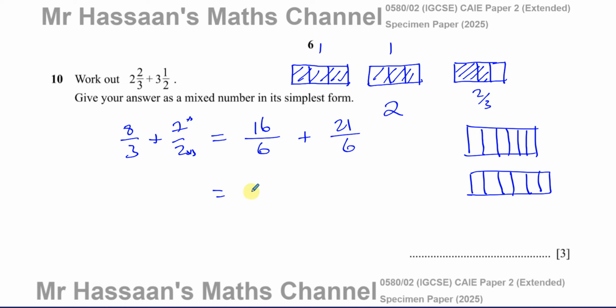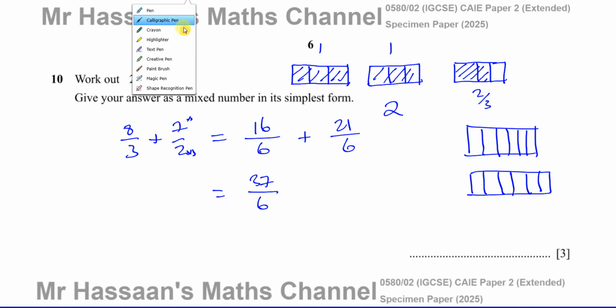So how many sixths do we have altogether? Well, 16 plus 21 gives you 37. Okay, now 37 over 6. Now the question says give your answer as a mixed number in its simplest form. If the question didn't say give it as a mixed number, you could leave your answer like this, because this is in the simplest form, since there are no common factors in the numerator and the denominator. However, because they say as a mixed number, you have to give it in that form.